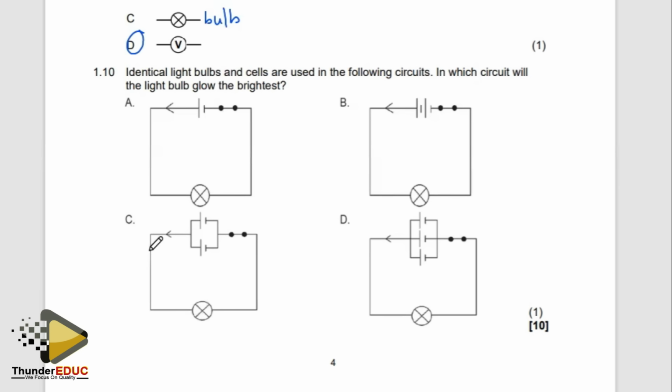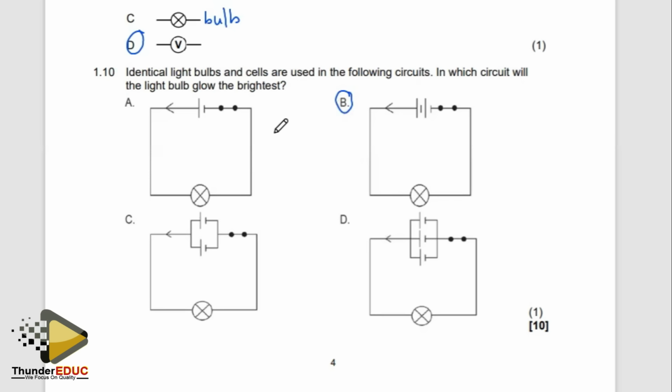1.10 becomes a B, because we are saying in which circuit will the light bulb glow the brightest? The answer becomes B. So that's our answer there. Right, okay.